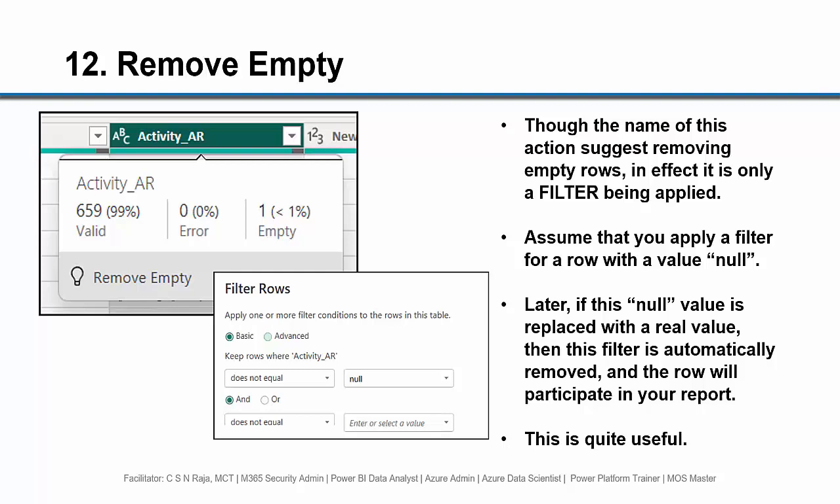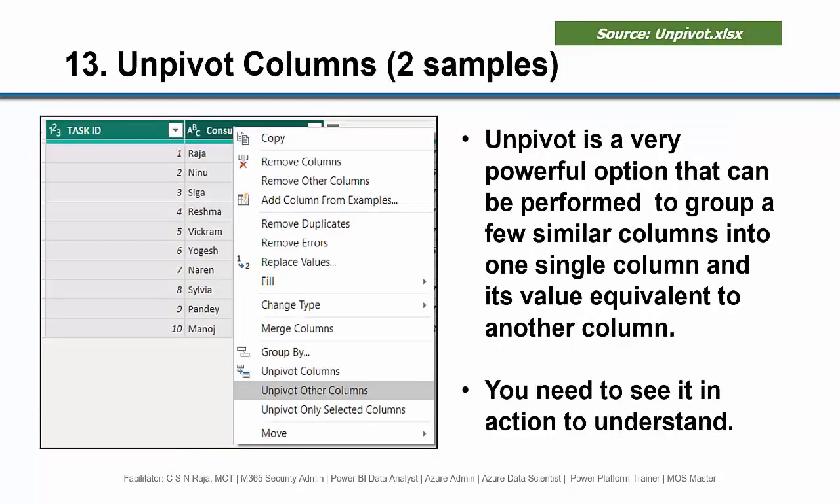This is quite useful. We should also know about an option called Unpivot columns. Unpivot is a very powerful option that can be performed on a group of similar columns to convert them into a single column and its value equivalent to another column. You need to see it in action to understand.